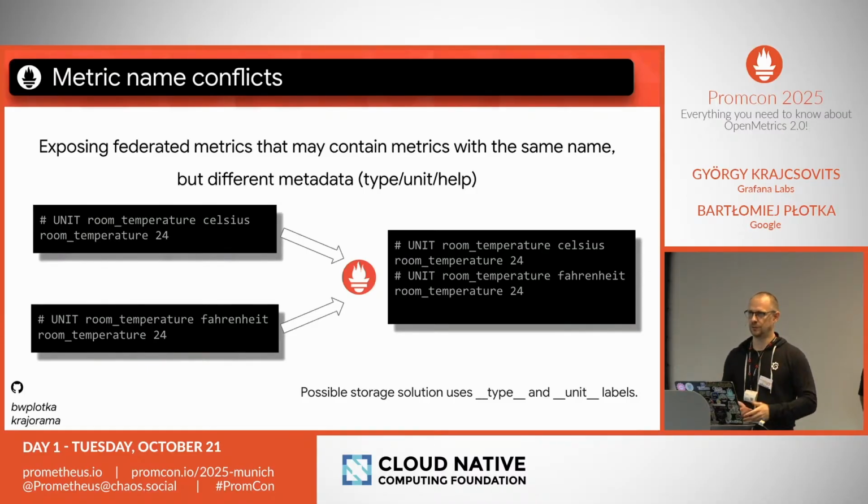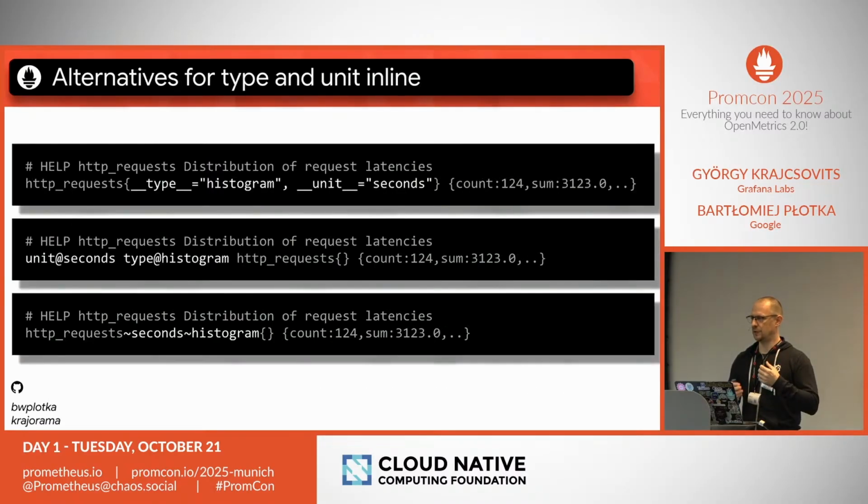That's a new feature in Prometheus. But this also motivates us to solve the issue of not knowing the type and unit in the exposition, and the conflicts. So this motivates us to try some alternatives. We haven't decided yet, but we want to try some alternatives on how to get the type and unit back inline into the exposition.